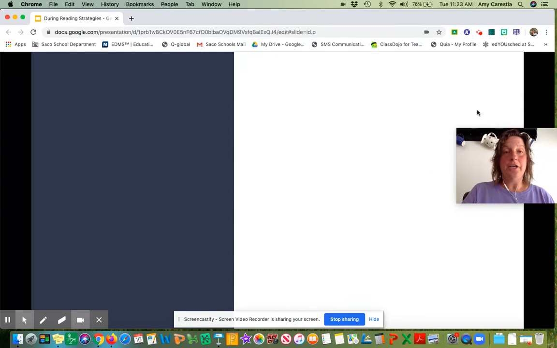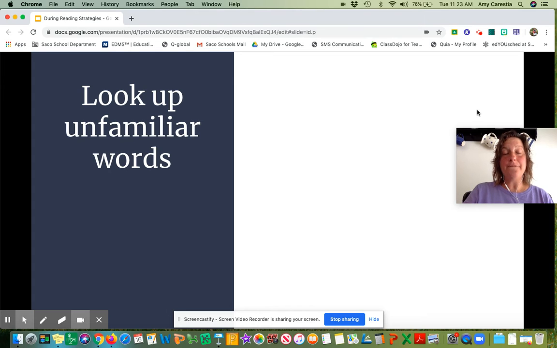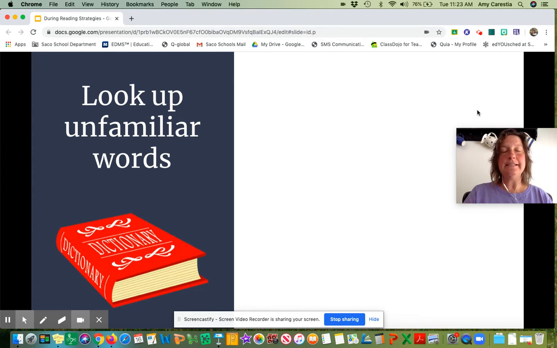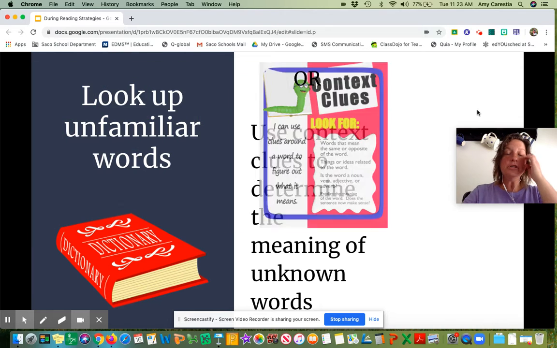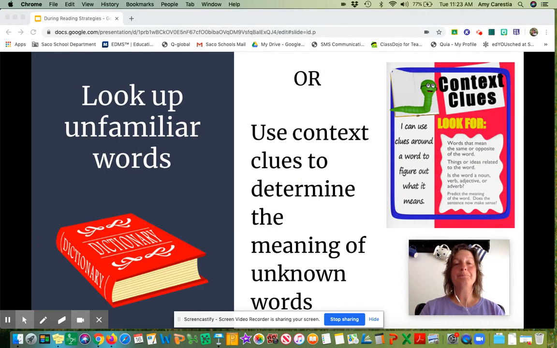So the next during reading strategy that you can use is looking up unfamiliar words. I have to admit, this is not a particularly fun one. However, it is so important that you use this strategy to help you. So, for example, when you are reading a short story, and even I will do this when I'm reading aloud to you, or when we read the novel A Christmas Carol, there are going to be words that you have never been exposed to. And that's okay because we can use dictionary.com or a paper dictionary to look up unfamiliar words to try to understand what they mean.